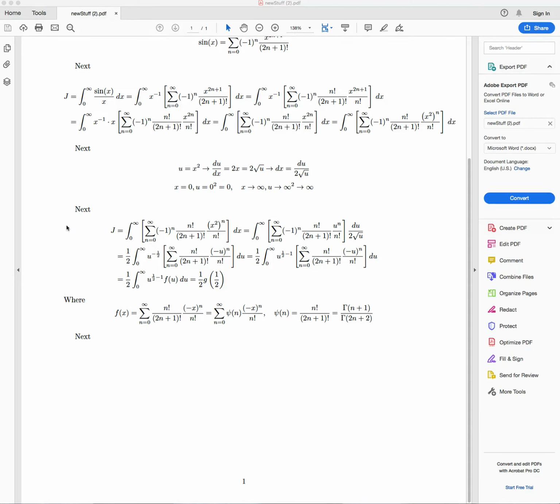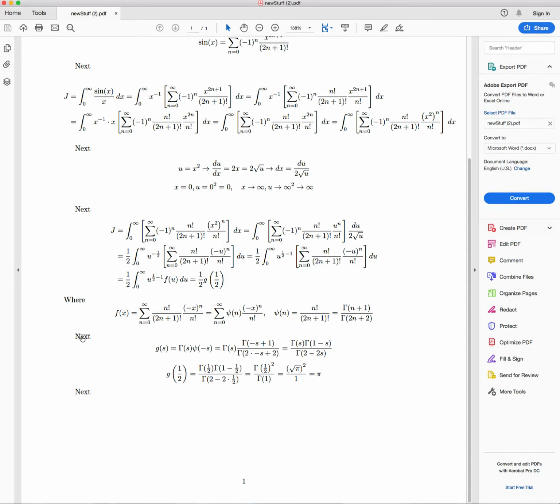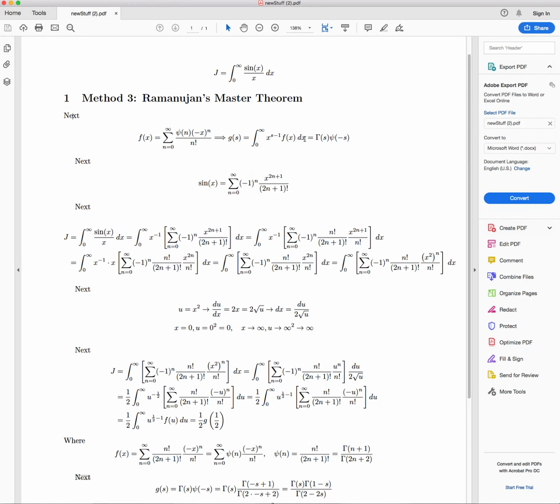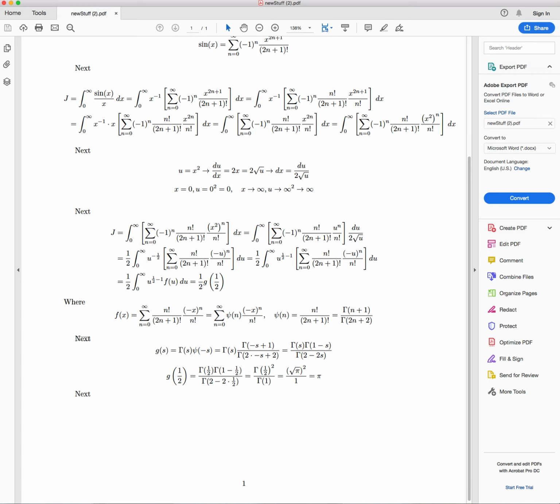Sorry, I had made a slight mistake with the code. Okay, so we had it into this form here where we've got our psi of n, which is fantastic. And so now we know that g of s, this Mellin transformation, which we are going to do for any value of s, but then evaluate it specifically at s equal to 1/2 in order to evaluate this integral, is just equal to gamma of s times psi of negative s.